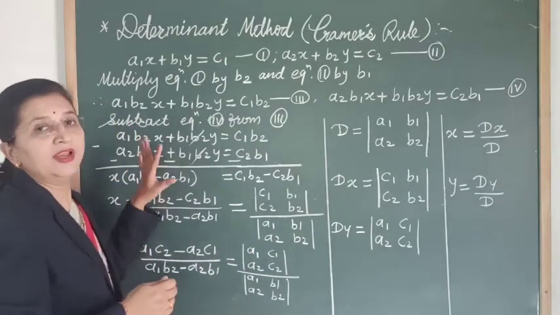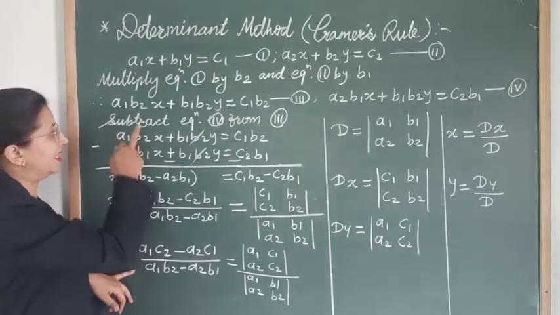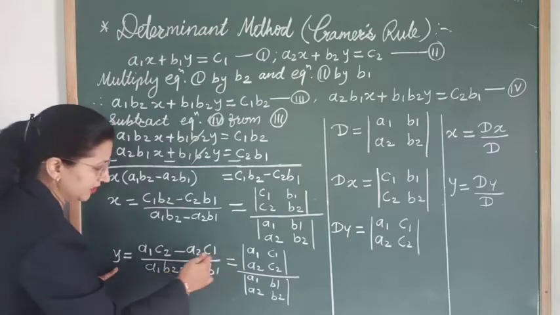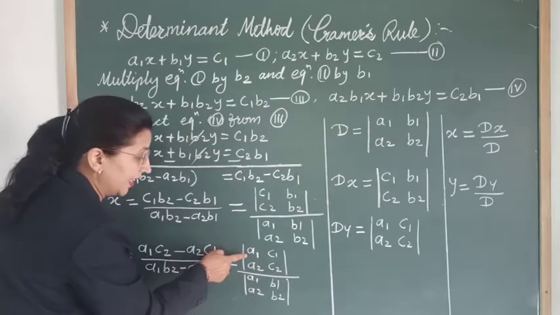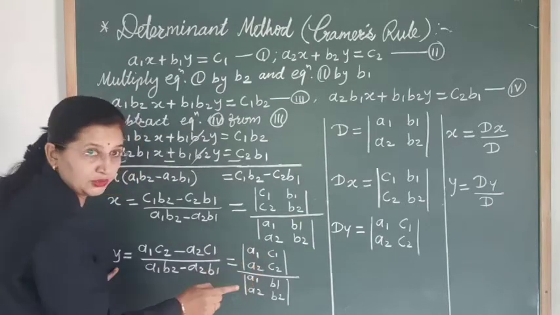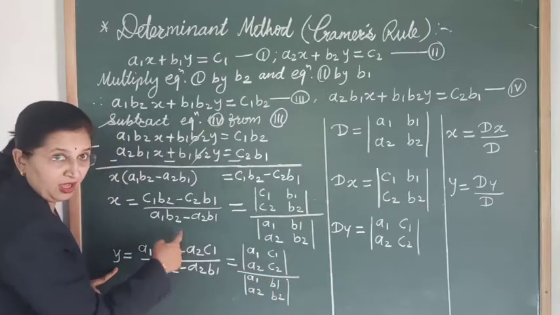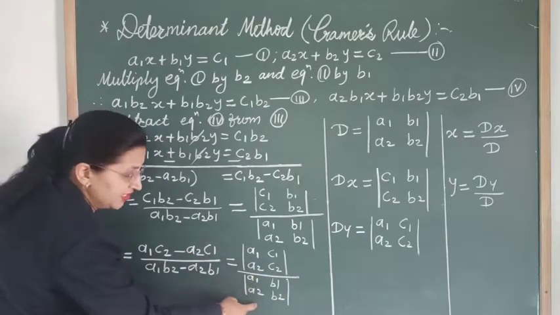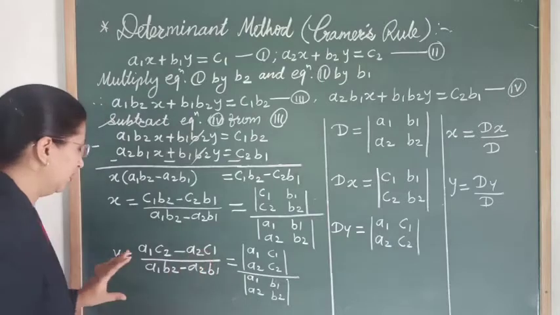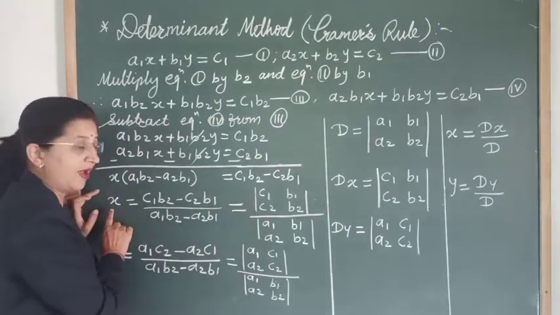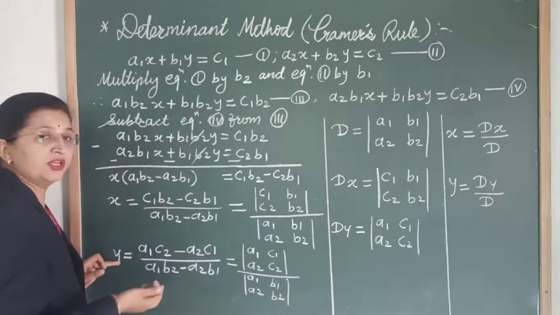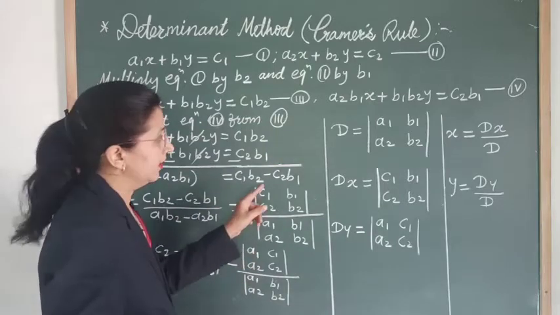Similarly, if we go for the value of y by cancelling x, we will get y is equal to this, and the same thing we can arrange in the form of a determinant. So we get a1, a2 in the first column and c1, c2 in the second column, upon the denominator, which will be the same for both, that is a1, a2 in the first column and b1, b2 in the second column. So dear student, this is the formula to find the value of x, and this is the formula to find the value of y. To remember this, let's denote it in this way.